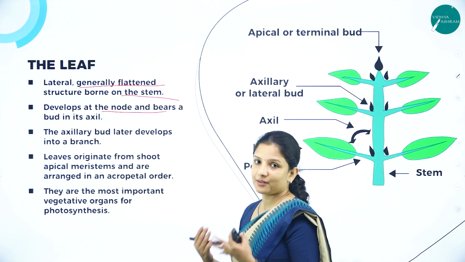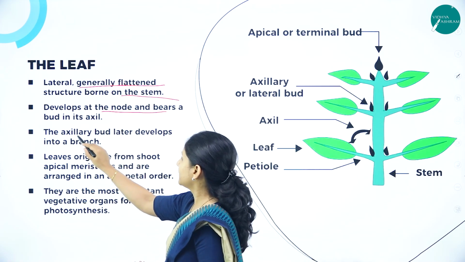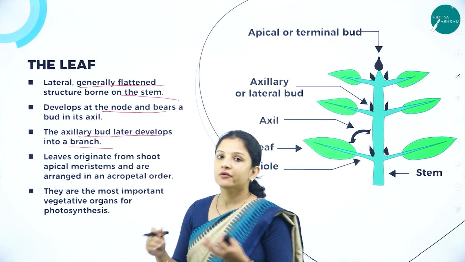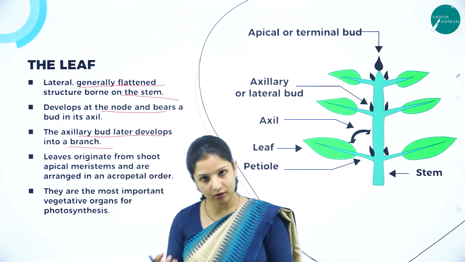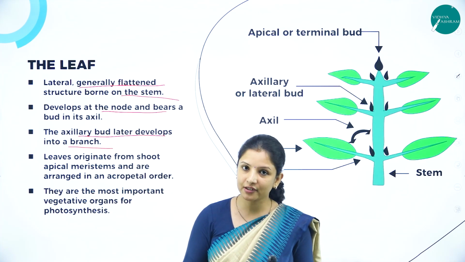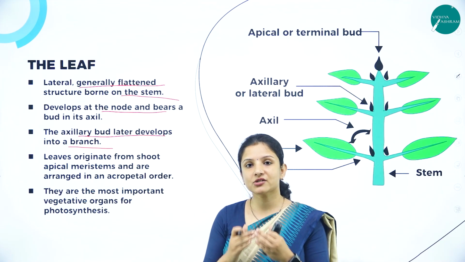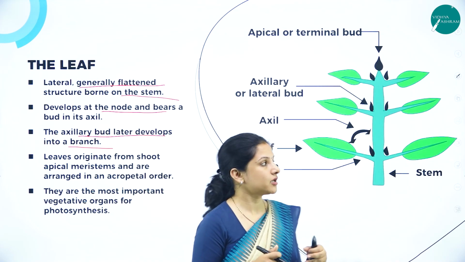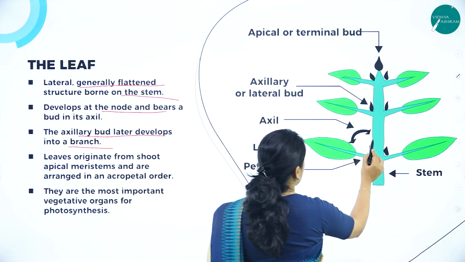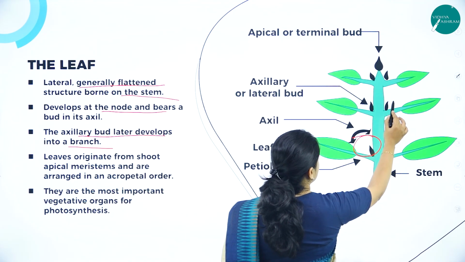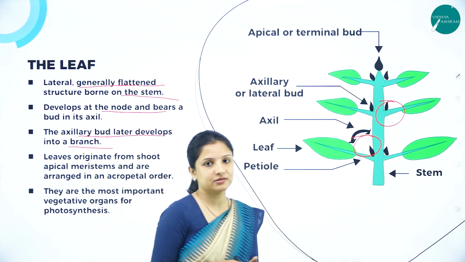And this axillary bud that is there later develops into a branch. So, from the nodal region, the leaf can arise, the flower buds can arise, and also the branches can arise. Now, these regions are called the axillary bud region because they are present between an axis. They are present here, that is here in an axis. So, that is the reason.